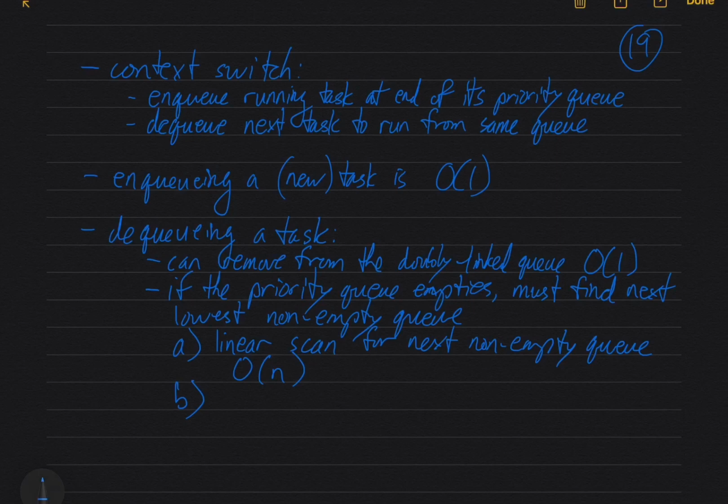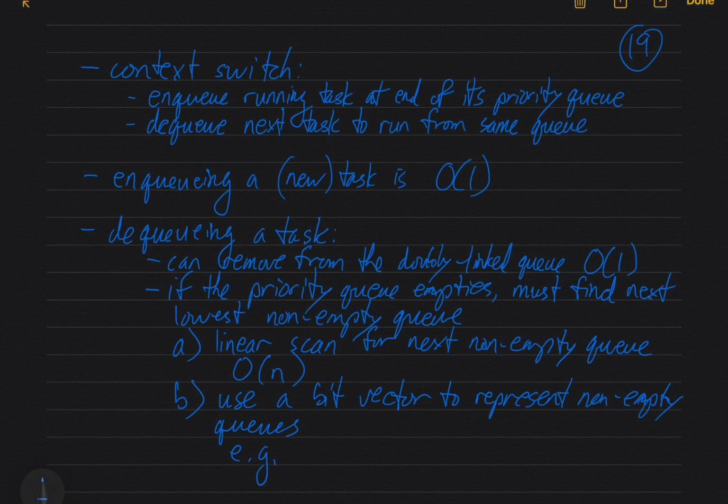So there is a trick that is used. The trick is to use a bit vector to represent the non-empty queues, M there for non-empty. And so in our example, we have 8 priority levels. So this bit vector would have 8 bits. It could fit in a uint8 type.